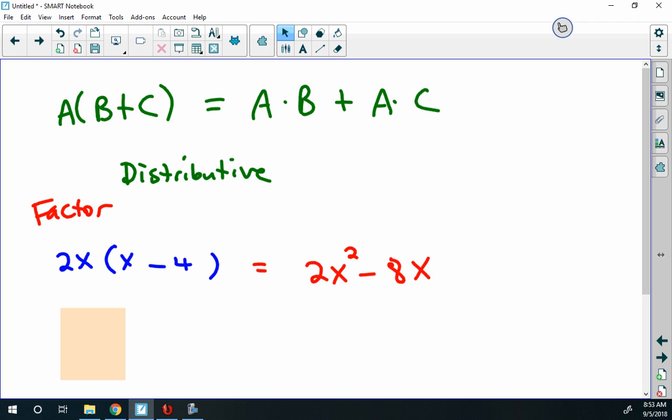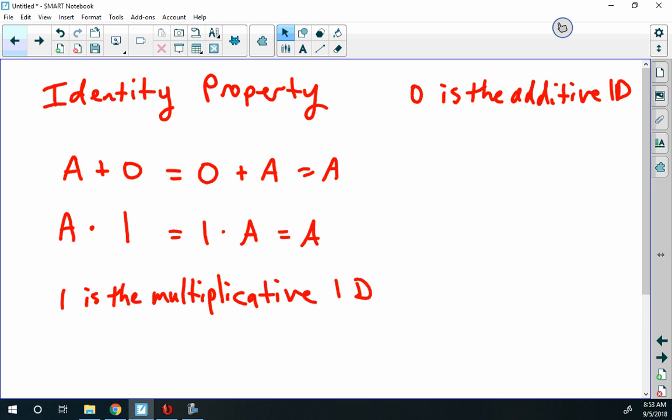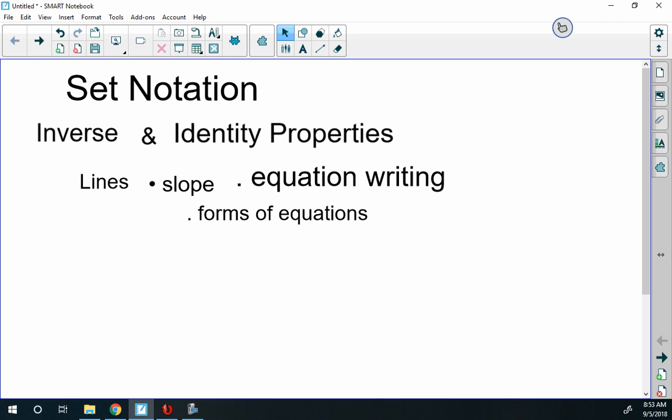Okay. You know, I taught Algebra 2 for 12 years before I realized that factoring is just a distributive property. Crazy. All right.